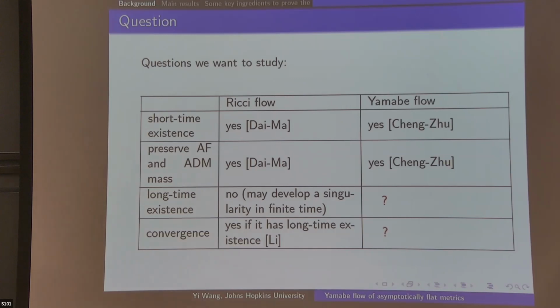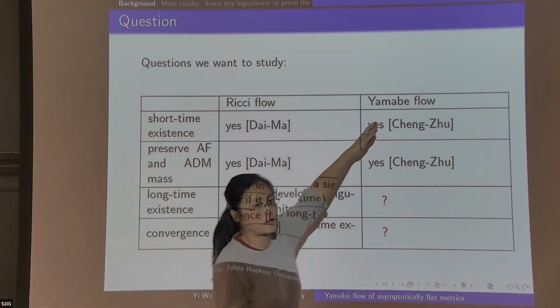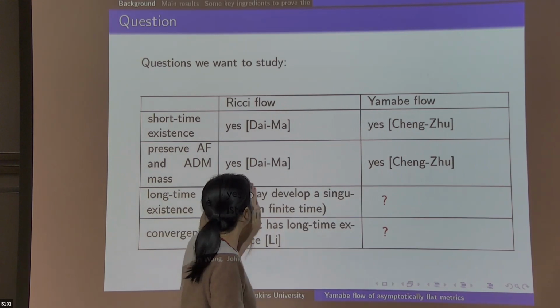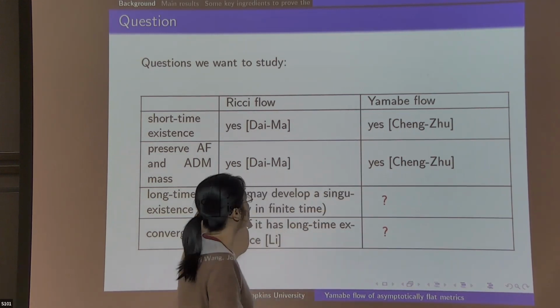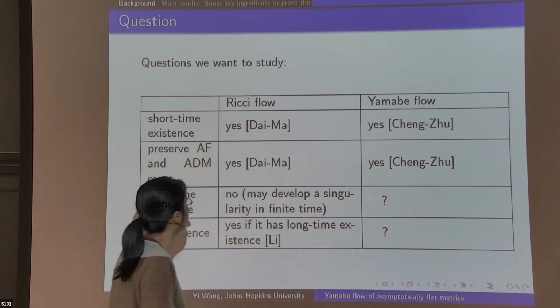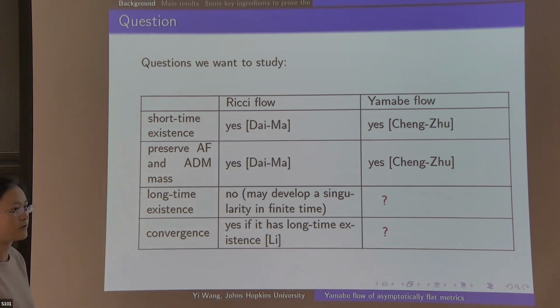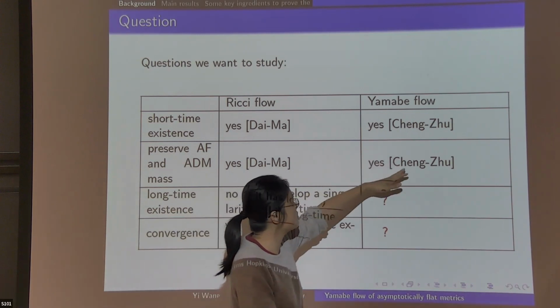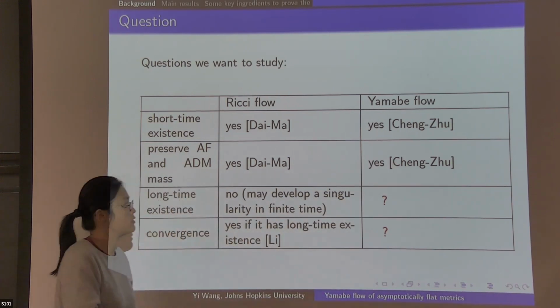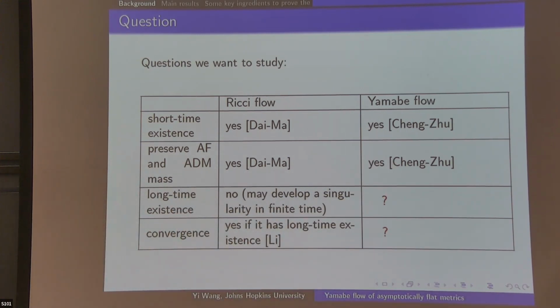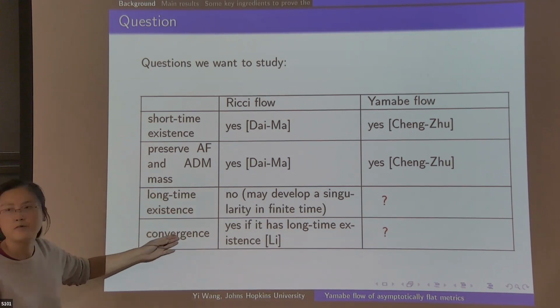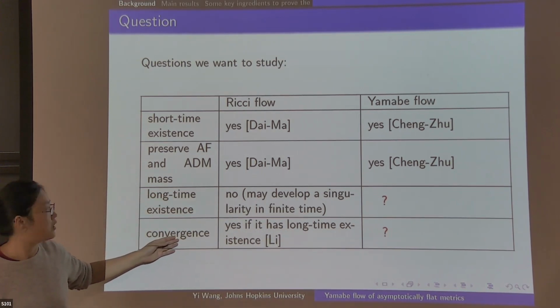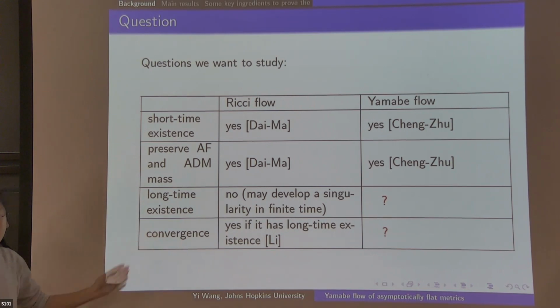Okay, so let's come back to here. What happens for the Yamabe problem that we are interested in? Well, we know there is a short time existence as well as the preservation of asymptotic flatness and ADM mass. This is by work of Chen and Gilles, I think in 2015. And we are wondering whether there is long time existence, and what happens to the convergence of this flow.